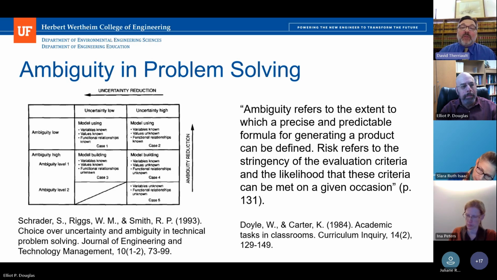Okay, and then the other quote here, on the right, is the idea that solving a problem is having a precise and predictable formula for generating a product. This fits with some definitions. For instance, when we did a Think Aloud protocol with students, one of the students said, well, basically, if you have the right equations, then you can solve anything, right?